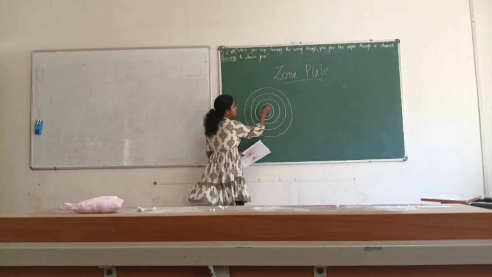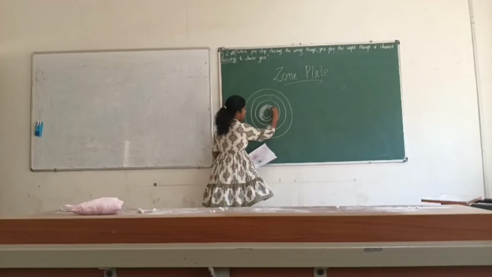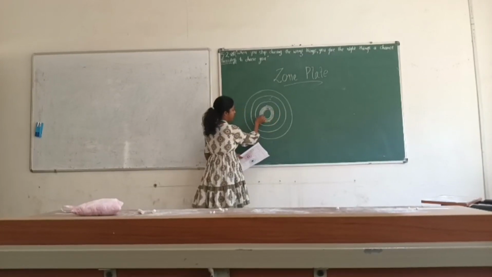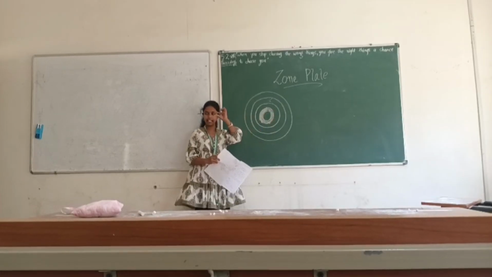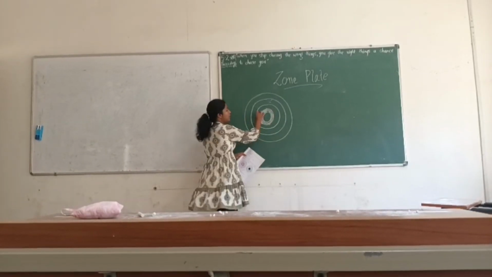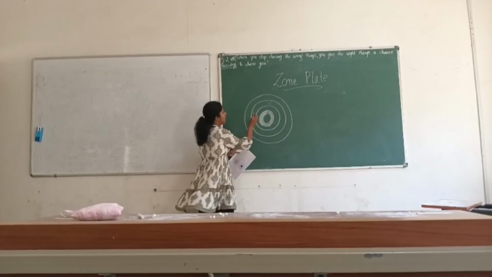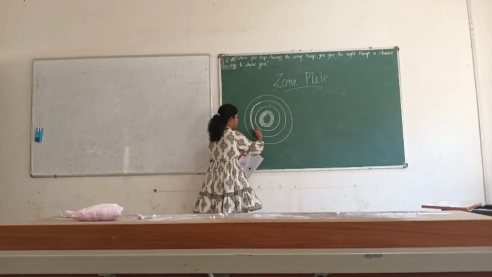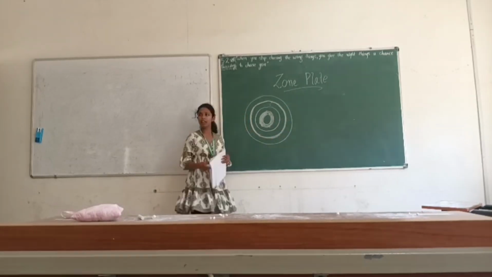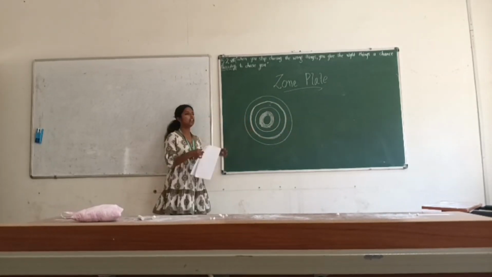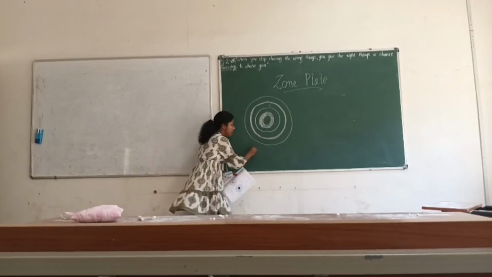The first zone is there, and the second zone is slightly thicker. Then after this, the third zone will be there, so we are skipping that third zone. Then the fourth zone will be thicker. So alternately, the zones are thickened. This is known as a positive zone plate.